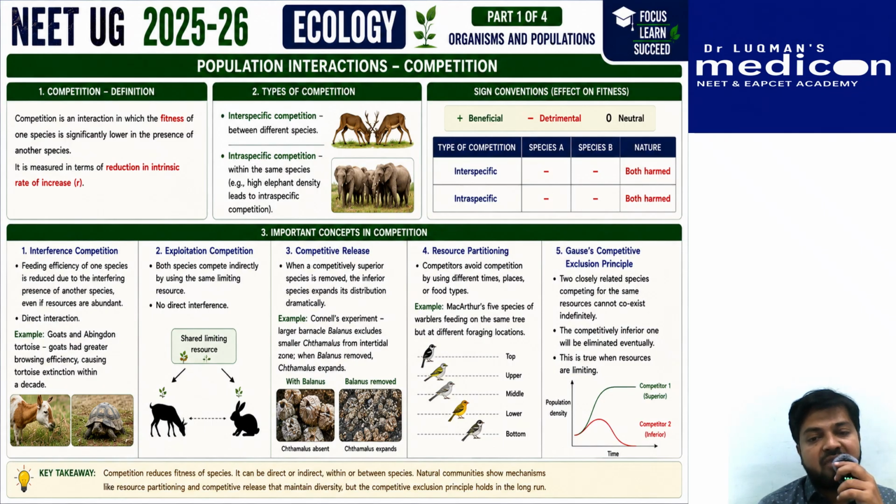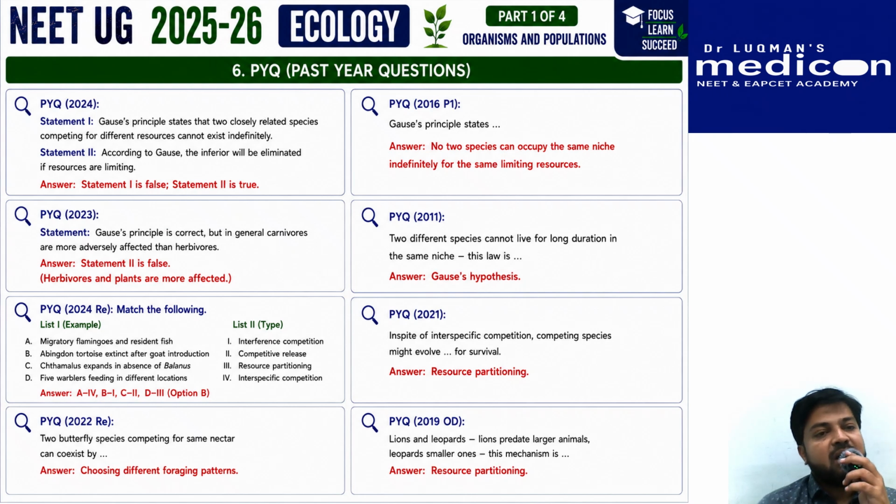So this is the graph which shows Gause's principle. The green is competitor 1 which is superior, and competitor 2, the red one, is inferior, which is eventually going to die because, one, the resource is limiting, and the second reason is both are closely related species. Previous year question. Stop the video here and study all the previous year questions. You are going to understand the concept very clearly.